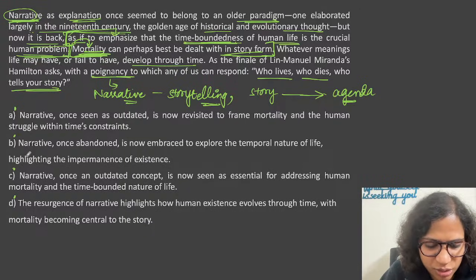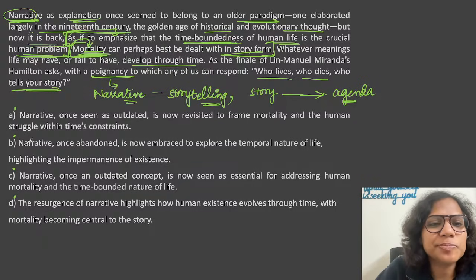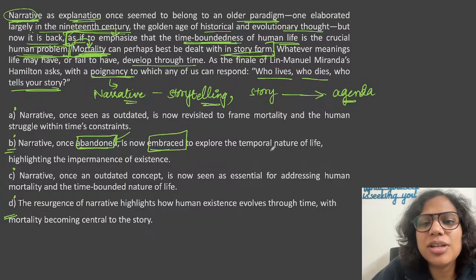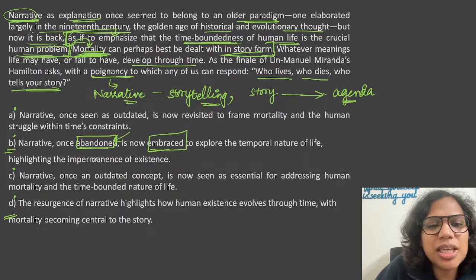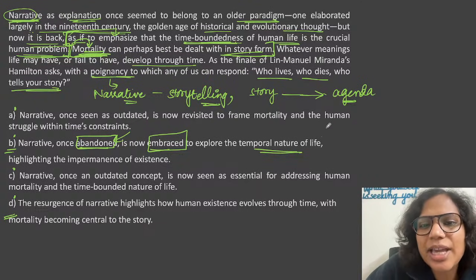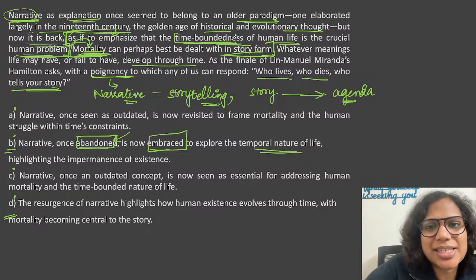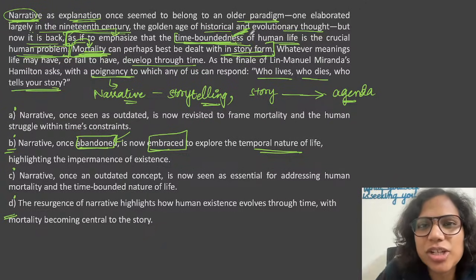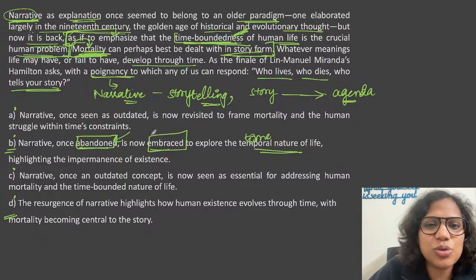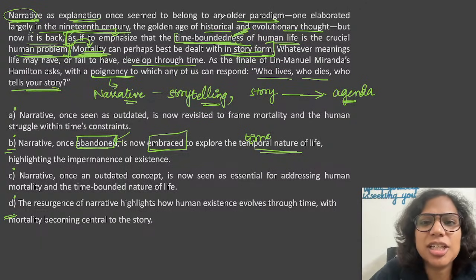If I'm not wrong, एक आध डी भी आया था, हाँ कुछ डीज भी आए थे शुरू में. Let's look at B and D. Narrative once abandoned. Okay, first of all, I have issues with the word abandoned, but आगे देखते हैं. Is now embraced to explore the temporal nature of life, highlighting the impermanence of existence. Okay, temporal nature of life versus time boundedness of human life. Boundedness थोड़ा constraint show कर रहा है ना, rather than just saying that life का nature है कि वो उस time के हिसाब से चलती है, right? तो ऐसा नहीं था वो पहले, हमने बिल्कुल अबैंडन कर दिया था, अब हम उसे एम्ब्रेस कर रहे हैं.